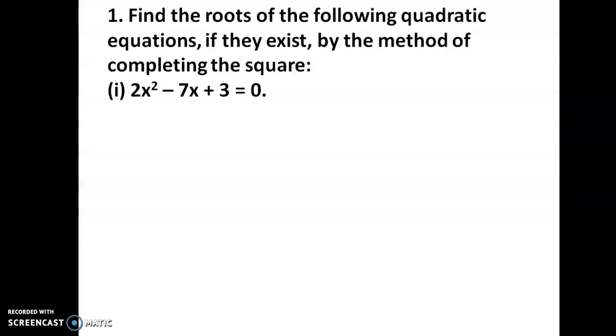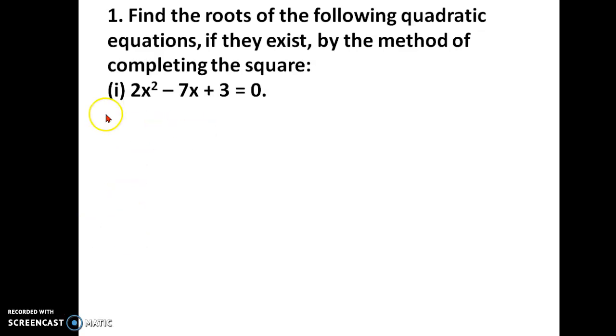First problem, find the roots of the following quadratic equations, if they exist, by the method of completing the square. So we have to find the roots of the quadratic equation by the method of completing the square. There are so many methods to find the roots, but it's specified as completing the square, so we should use that method.